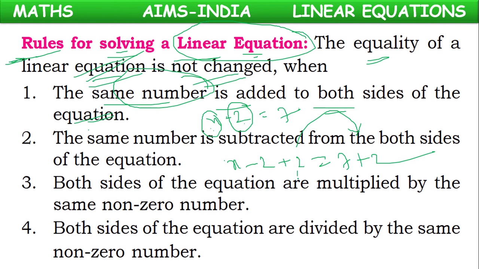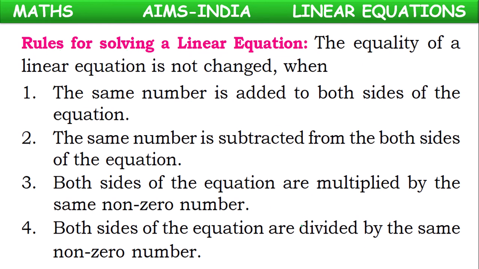So the same number can be added on both sides of the equation so that equality does not change. Now minus 2 plus 2 cancel, x equal to 9. X equal to 9, we will get the answer. So that is one thing. Not only addition, the same number can be subtracted from both sides.